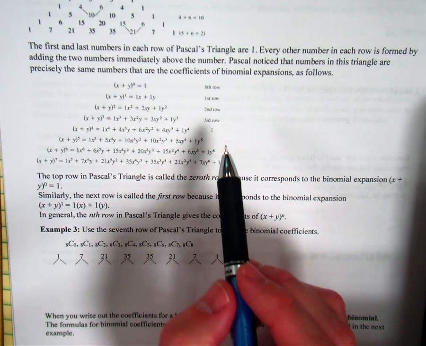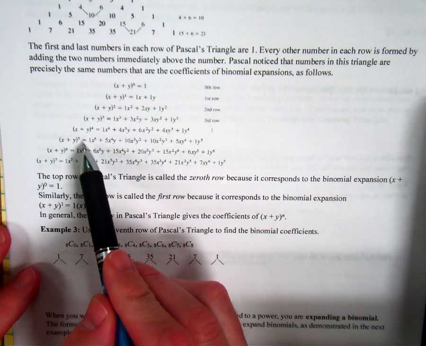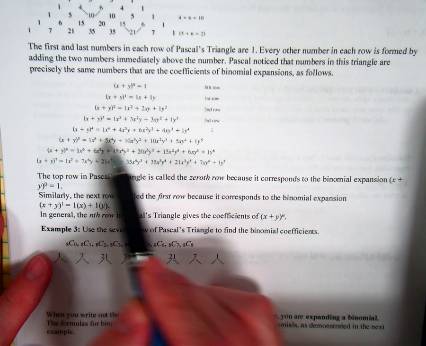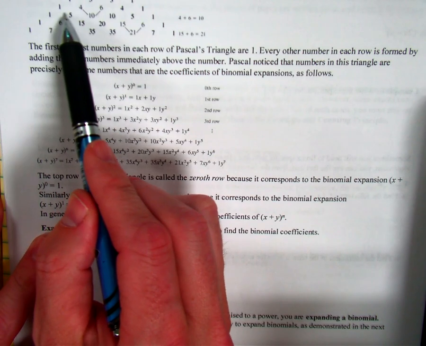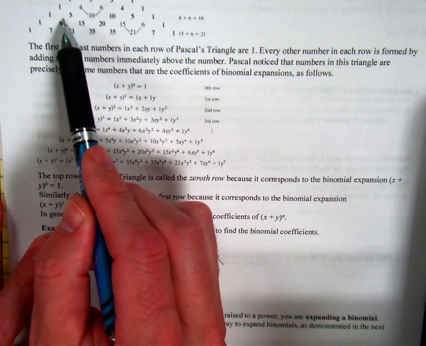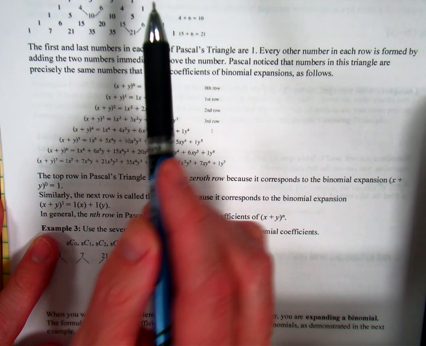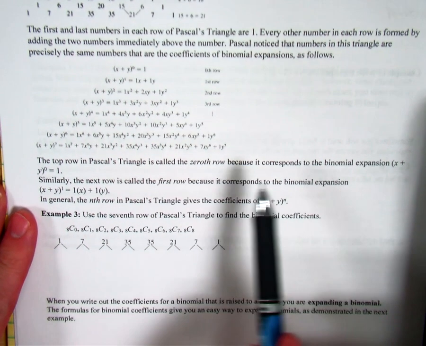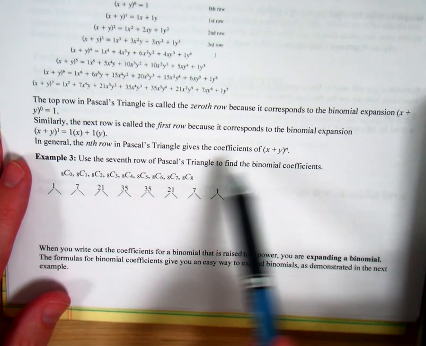So what I do is I'm thinking, okay, what is the power? If I have something in parentheses to the 5th power, I'm looking for the row that goes 1, 5. And there's my coefficients. 1, 5, 10, 10, 5, 1. Okay, we talked about that.